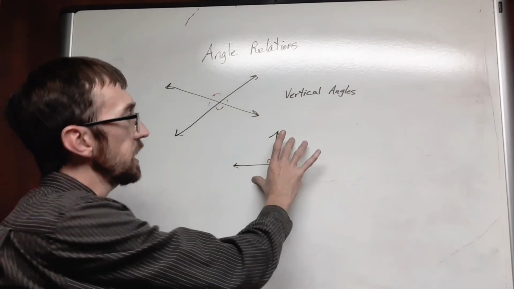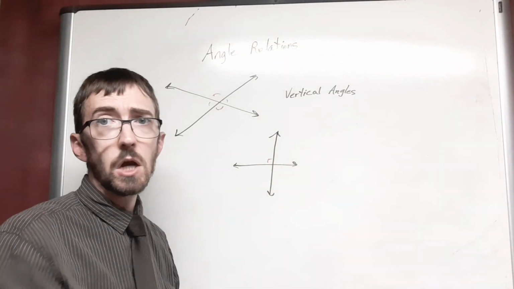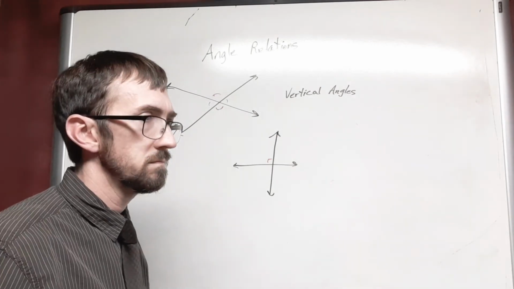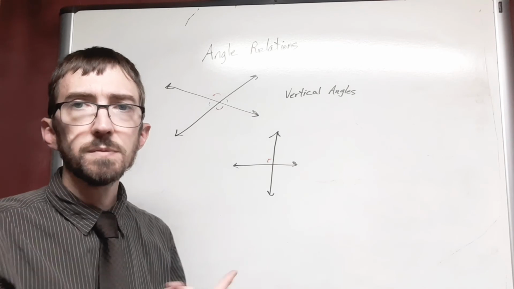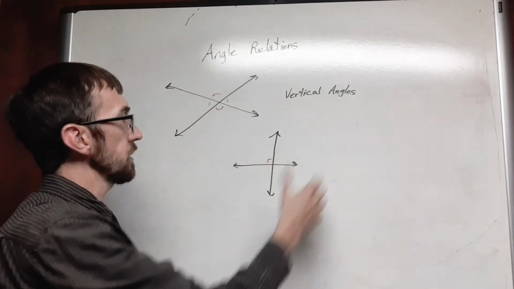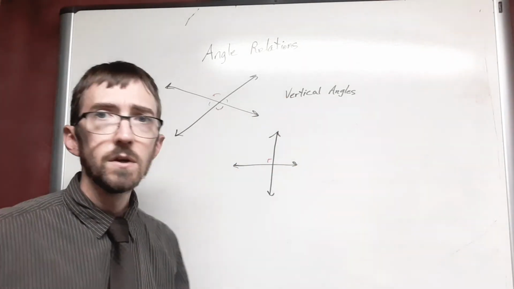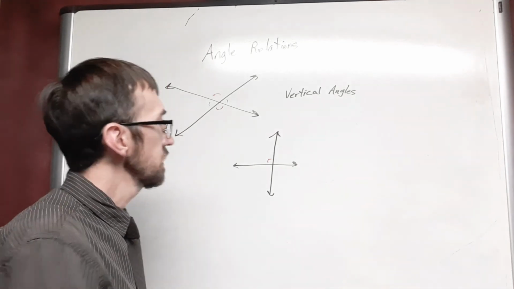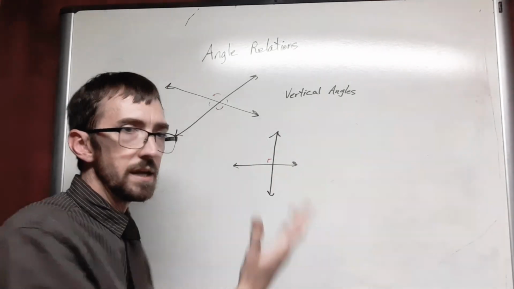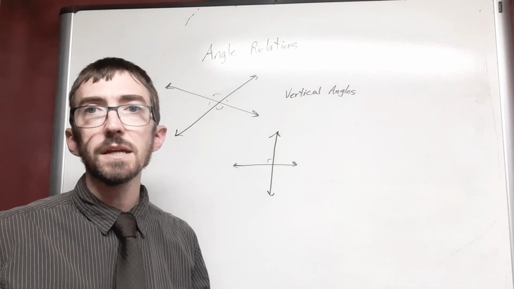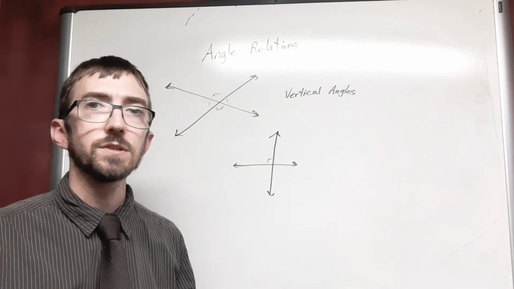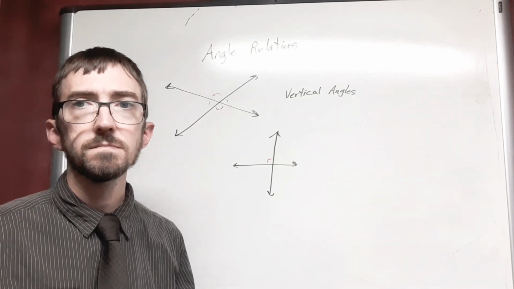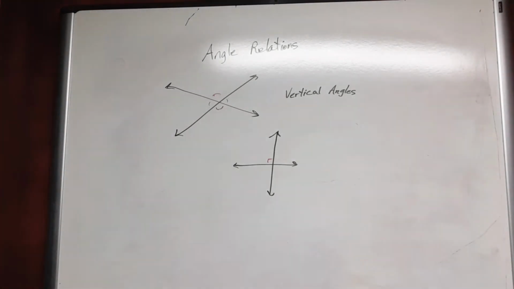A special type of vertical angles is our perpendicular angle intersection. A special condition of vertical angles is the intersection of two lines at 90 degrees, and in this case, all of these angles are going to be the same measure. They're all going to be 90 degrees, so this is a special condition of vertical angles.